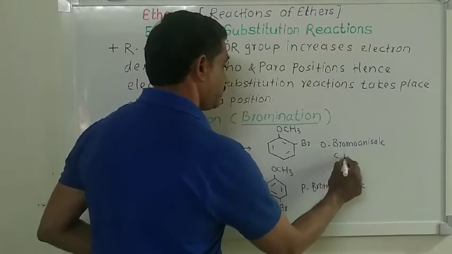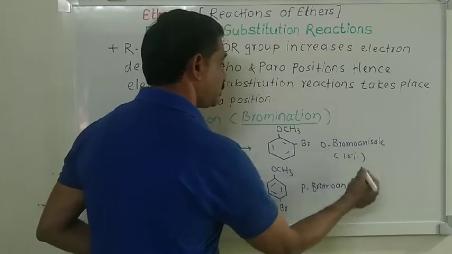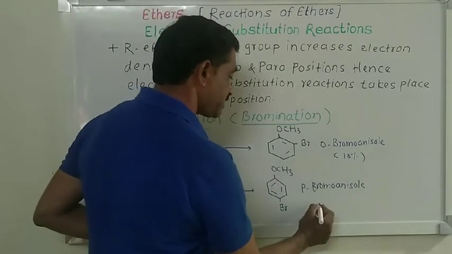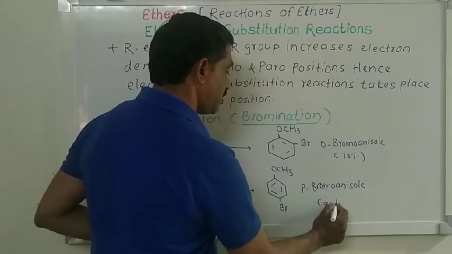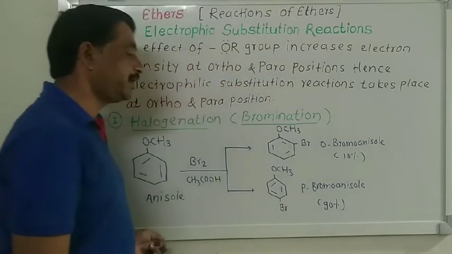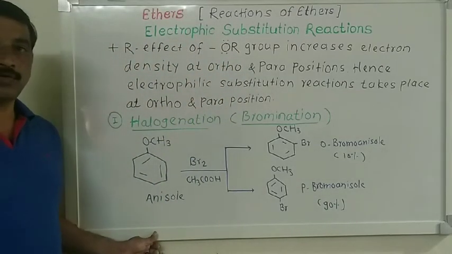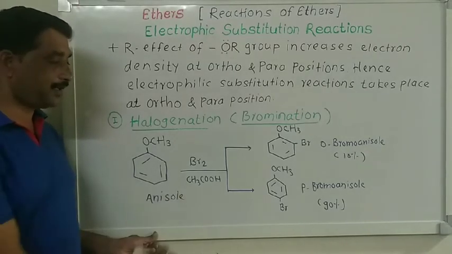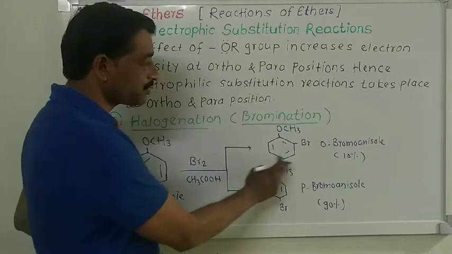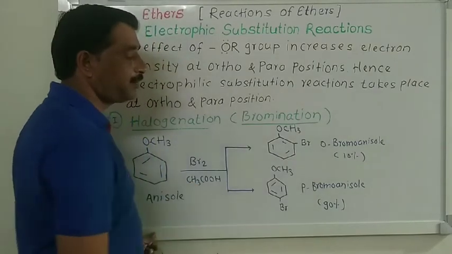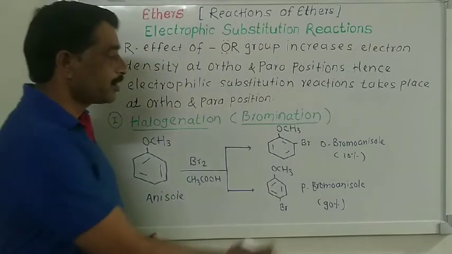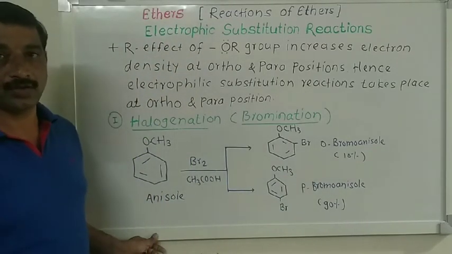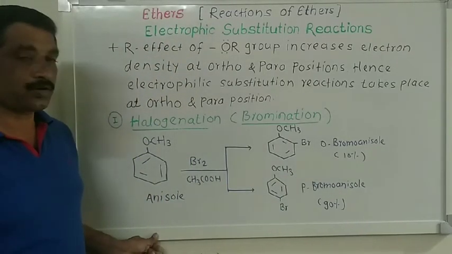The formation of ortho-bromoanisole takes place in minor quantity, only 10% yield is obtained, and the major product obtained in the reaction is para-bromoanisole. So anisole on reaction with bromine in acetic acid gives a mixture of ortho and para-bromoanisole. Ortho-bromoanisole is a minor product and para-bromoanisole is a major product.